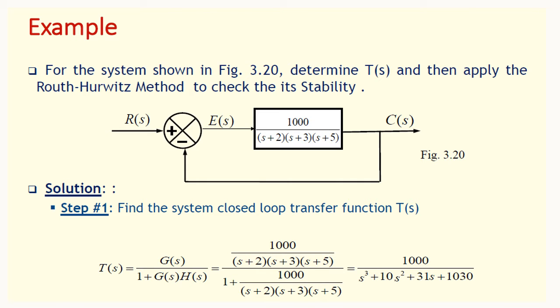Now let us consider an example. So this is a feedback closed loop system given. For this we need to find if the system is stable or not. So first we'll find the total transfer function of the system. Since it's a unity feedback loop, it is G(s) divided by 1 plus G(s) into H(s). So I can easily find the transfer function. So in this it is 1000 divided by s cube plus 10s square plus 31s plus 1030, and this is the characteristic equation. And as you can see, all are positive. It indicates that the system might be stable or may be unstable. So we'll use Routh's criteria.